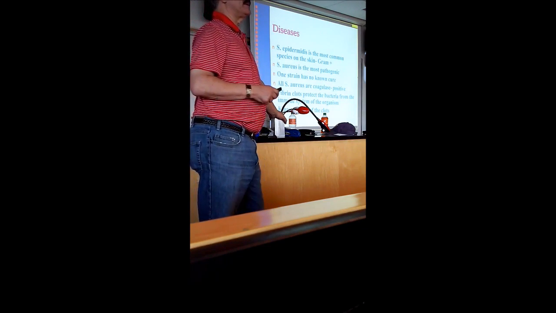So once again, the fibrin clot, the blood clots, protect the bacteria from the immune system, meaning the macrophages. And kinase comes in, gets rid of the blood clots. Once that occurs, macrophages come swarming in.